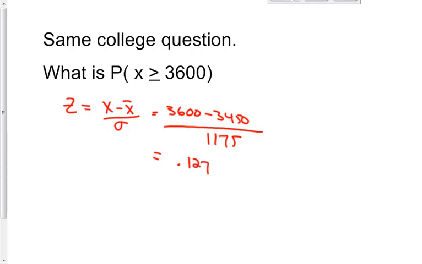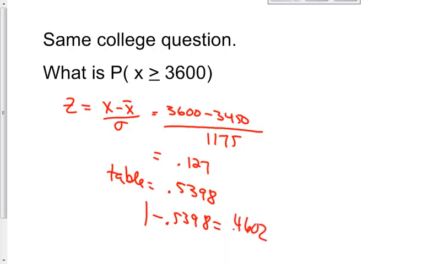We took that 0.127 number to our table. We got a table value of 0.5398, and it is at this point that we do the complement, 1 minus 0.5398, and this will give us our probability, 0.4602. Or you could write it as 46.02% that we are greater than or equal to 3,600.